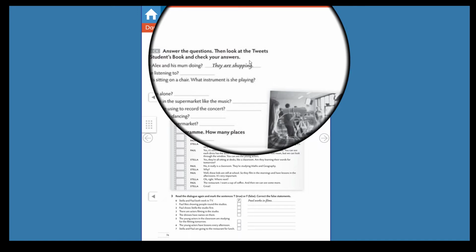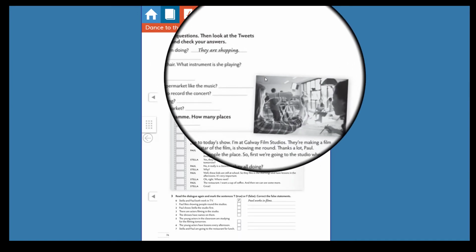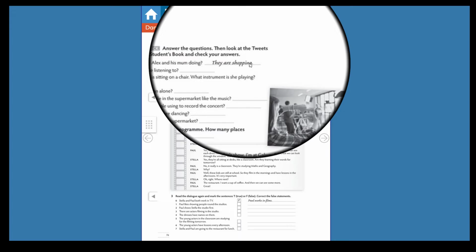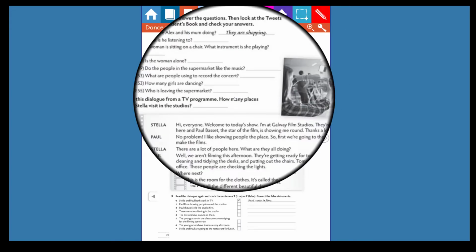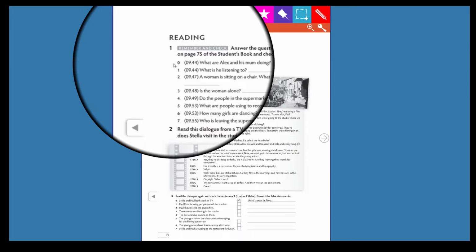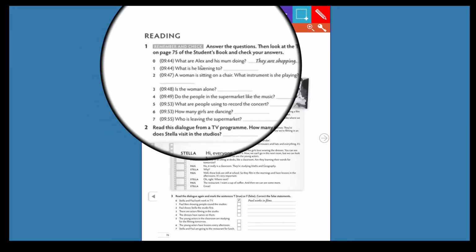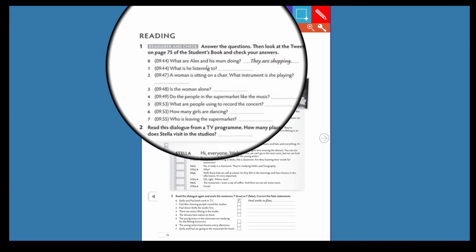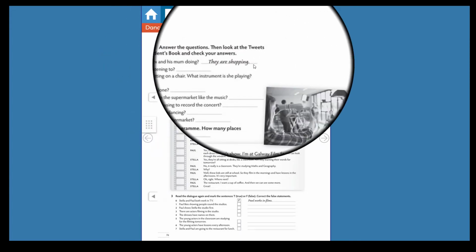Entonces, esta actividad, niños, está relacionada directamente con el texto que acabamos de leer de los tweets y de Alex Smith. Okay? So, the idea is that you answer the questions. The example is, what are Alex and his mom doing? The answer is, they are shopping.